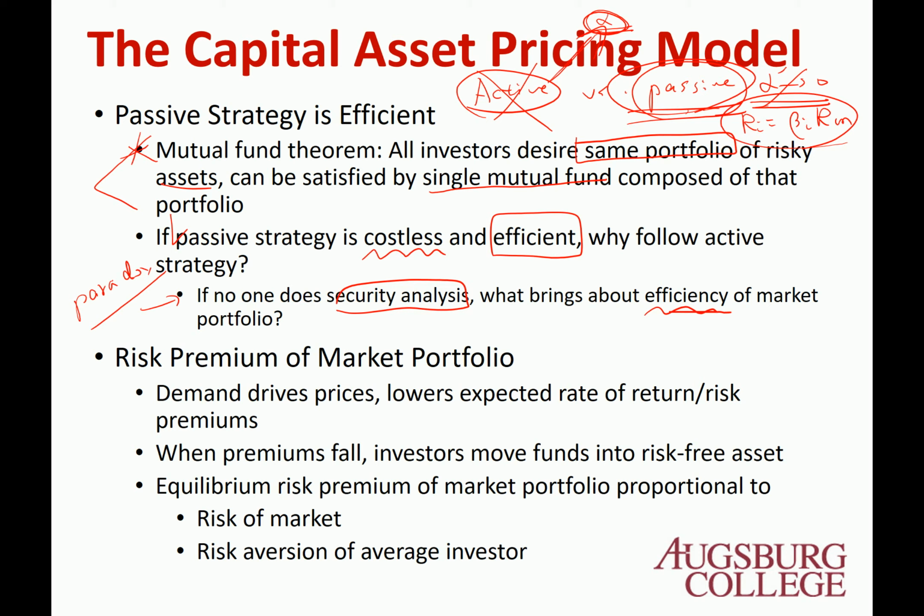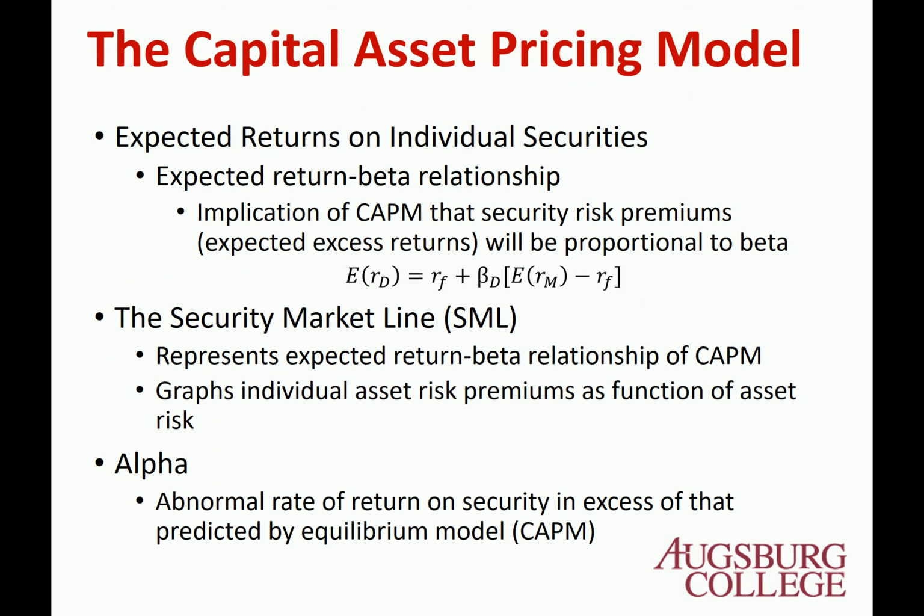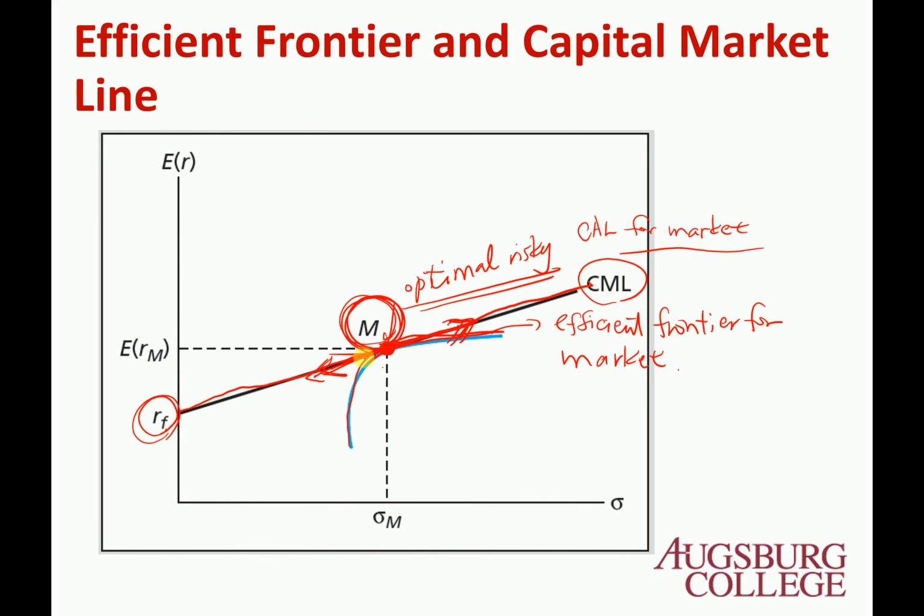So again, the reason that alpha goes away is that demand now drives the price, so lower expected return. Basically, they all move to the level of efficient pricing. The equilibrium risk premium has two factors, again: the risk of the market and the risk aversion of the average investor. Now, if everybody holds the market portfolio here, and you have the CML here, then everybody is here actually. Basically, it depends on how risk averse you are.